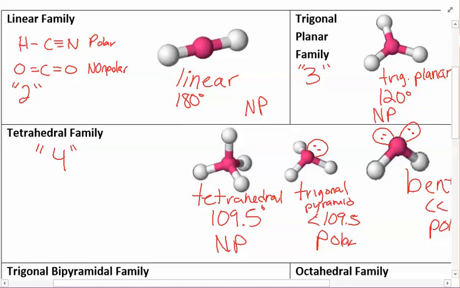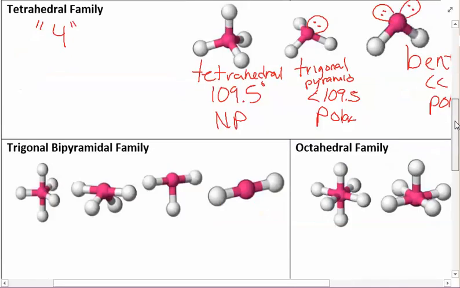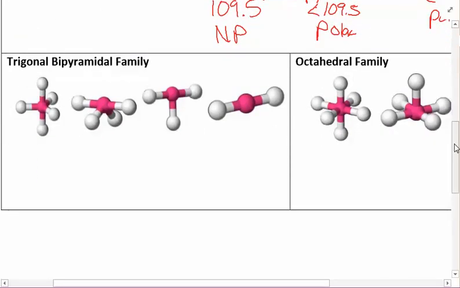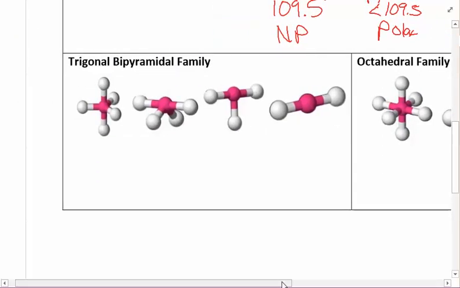Now, these 3 families are the most important of the shapes that we're going to talk about and the shapes that you'll be responsible for. The last 2 you do not need to know in such great detail because they become a little bit more complex as we go through. So continuing on, we have the trigonal bipyramidal.